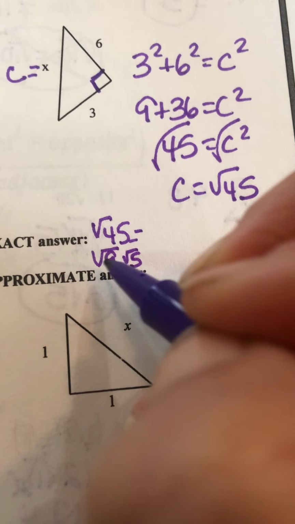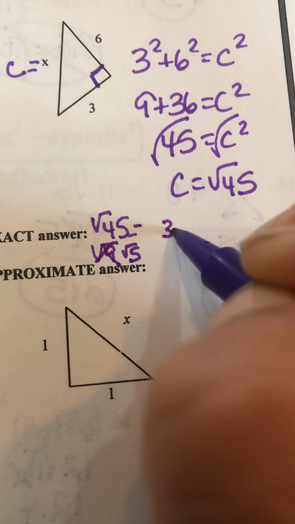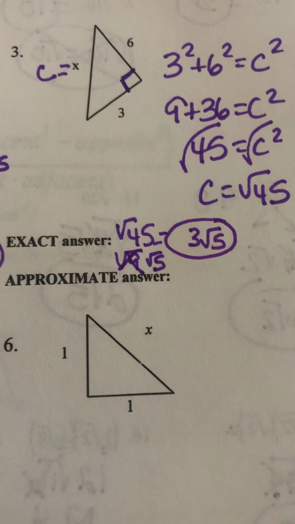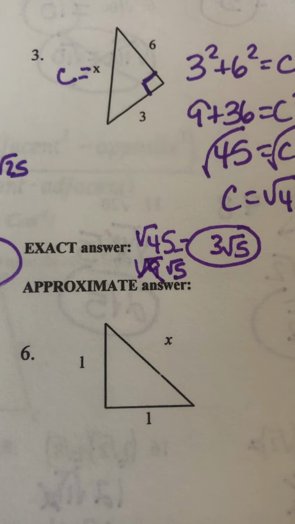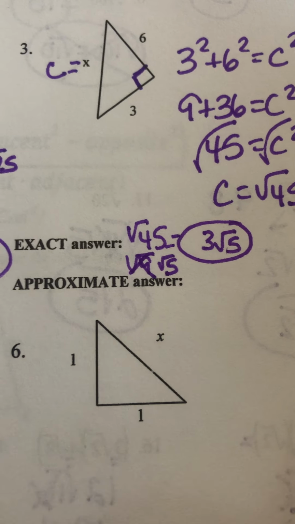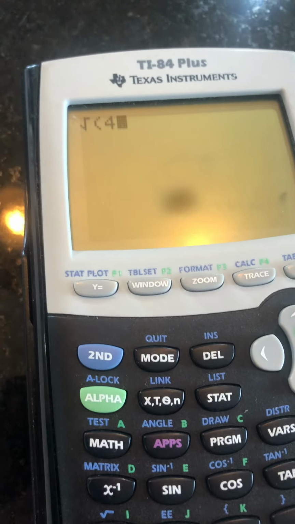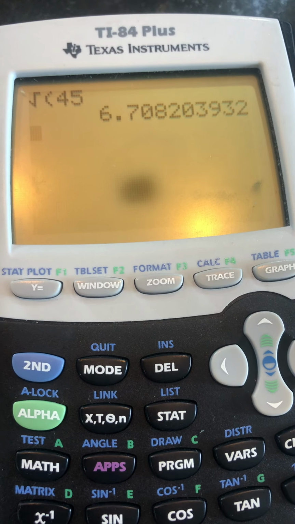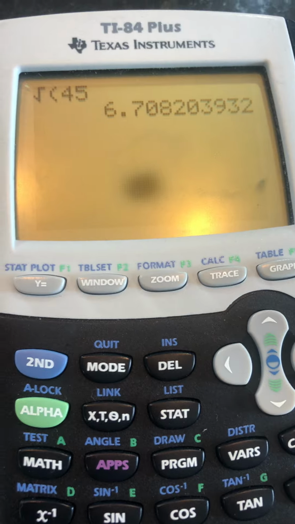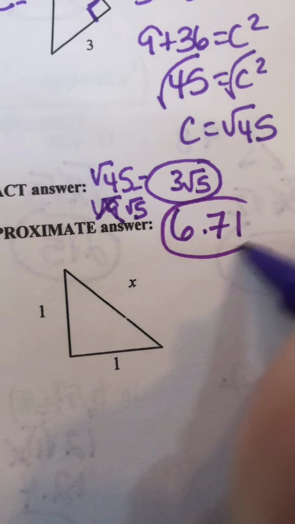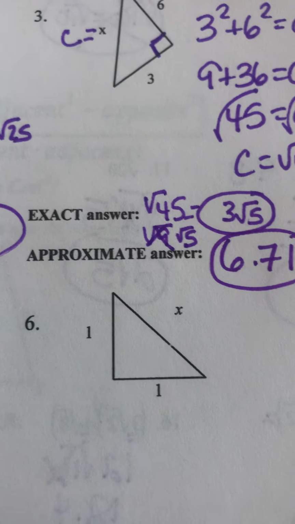So the square root of 45 can be written as the square root of 9 times the square root of 5, and the square root of 9 is 3. The exact answer is 3 root 5. The approximate answer, I can just go to my calculator and type in square root of 45, and I'm rounding it to the nearest hundredth, 6.71. So exact is 3 root 5, approximate 6.71, and we're going to want both.